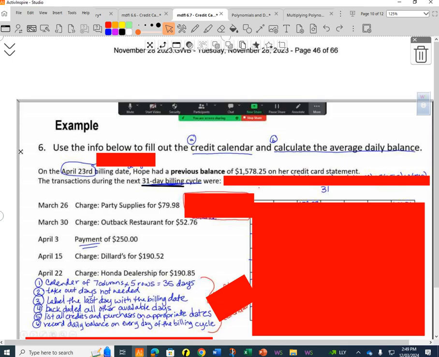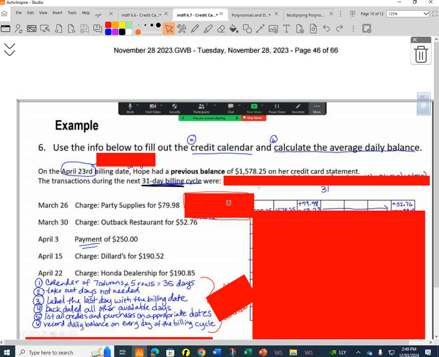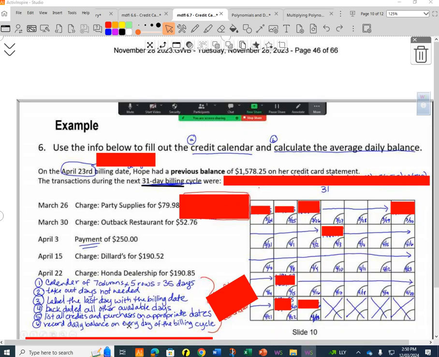So here they tell us that our previous balance was $1,578.25 on her credit card. Okay, so we know that the previous balance is $1,578.25. So that is the balance on the first day of the billing cycle. So that goes in the first day, March 21st.